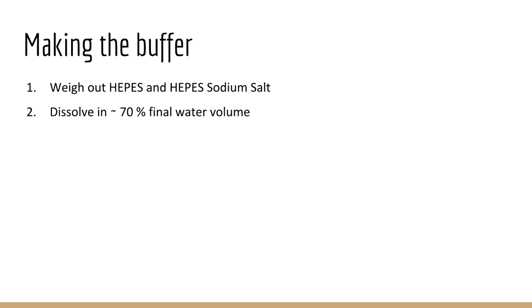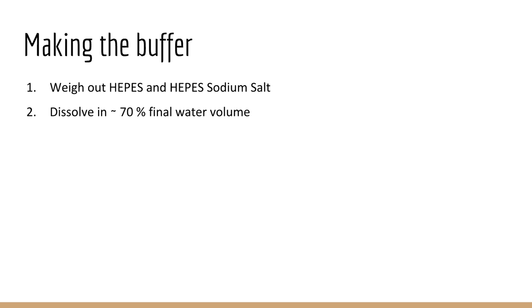Now it's time to step into the lab and make a solution. First, carefully weigh out the HEPES and HEPES sodium salt. Be as accurate as possible to minimize the pH adjustment later and ensure the most accurate concentration. Next, dissolve the solids in approximately 70% of the final volume of water. I suggest doing this in a volumetric flask or a Falcon tube as appropriate for your volume.